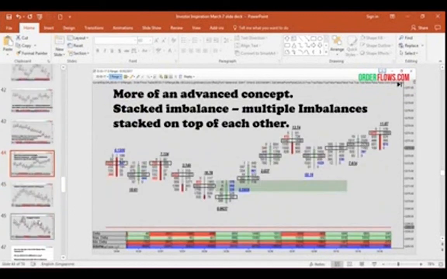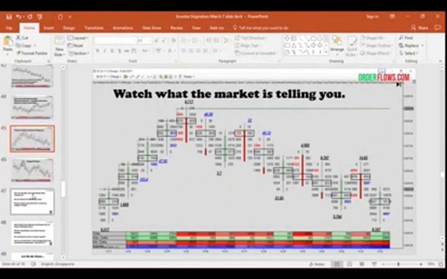Now, this is more of an advanced concept that I'm not going to be talking about, but take imbalances further: stacked imbalances. You have multiple imbalances stacked on each other. They often act as support in the market. And again, it's another market-generated level. And again, watch what the market is telling you.